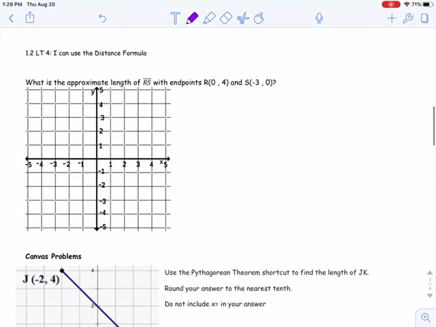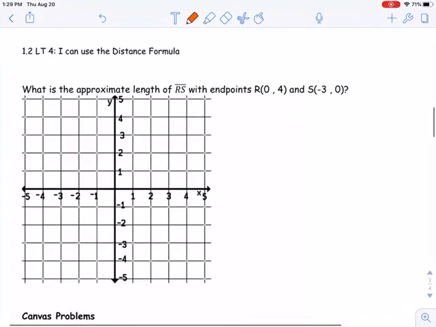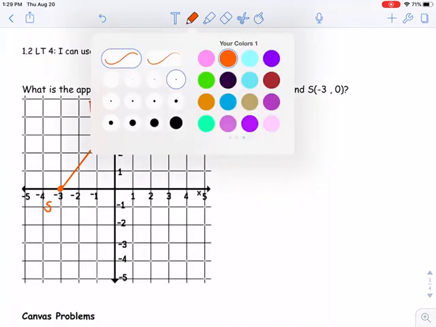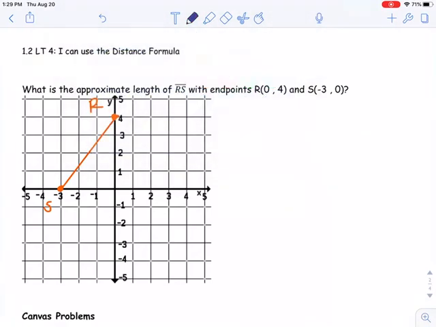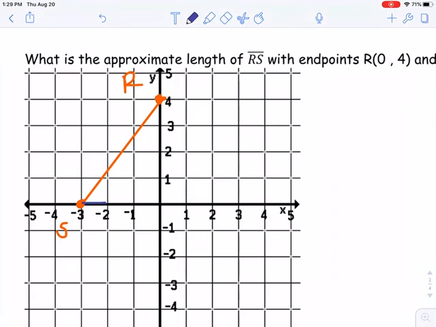So we're going to do another problem. All right. So our R is 0, 4, so 0 on the x-axis, 4 up. So that's R. Then S is negative 3 on the x-axis, 0 up, S. All right, cool, neat. All right, then we're gonna make this into a right triangle.